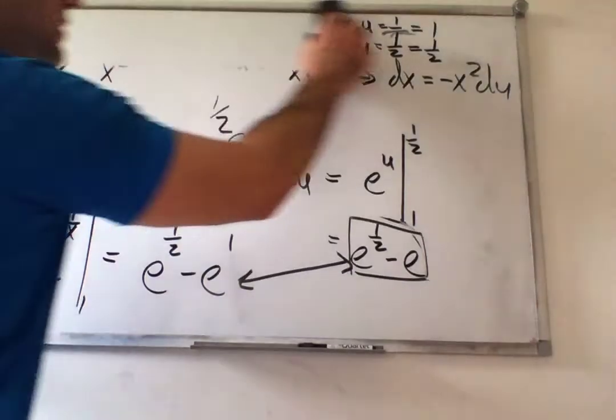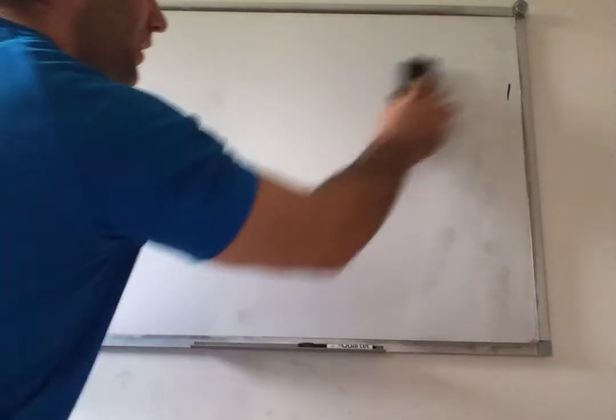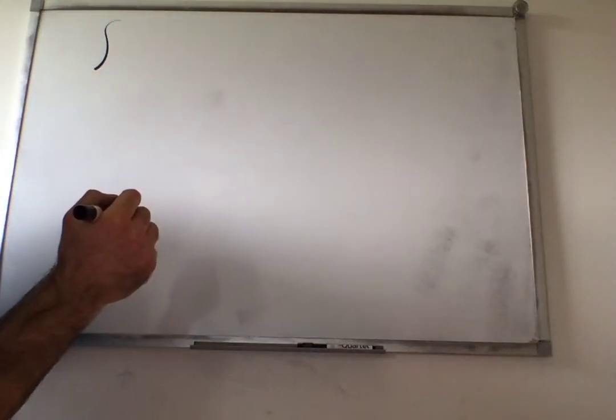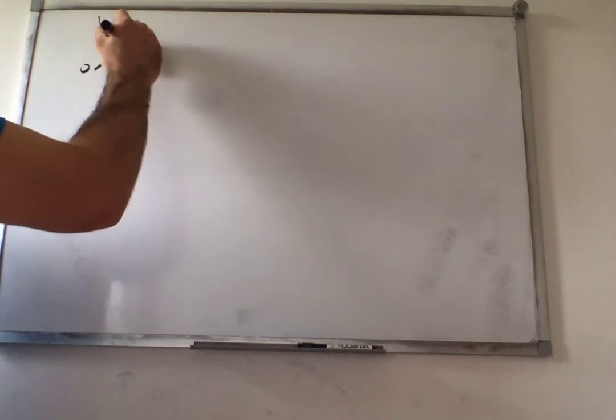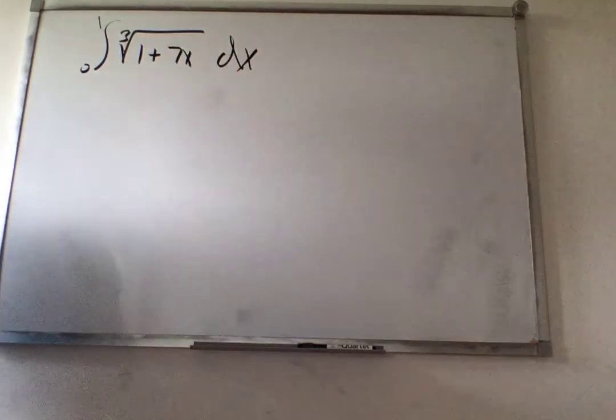So let's go ahead and do the next example. It'll be the last example of this section. The last part of this section, even and odd functions, integral of even and odd functions, just like more informational, something you should see, just be aware of. So let's see, this is the integral of 0 to 1 of the cube root of 1 plus 7x dx.